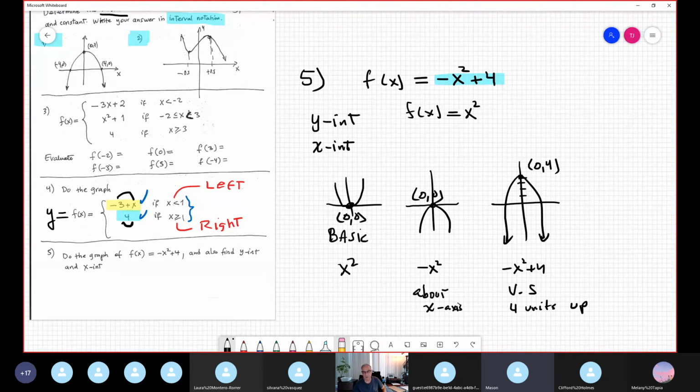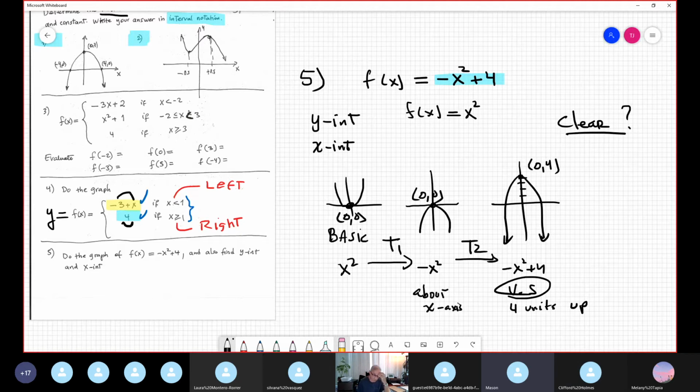It's a rough sketch. After we are doing more clear. Do you understand the transformation? So the transformation is transformation number 1, reflection. Transformation number 2, vertical shift, 4 units up. This is clear or confusing?